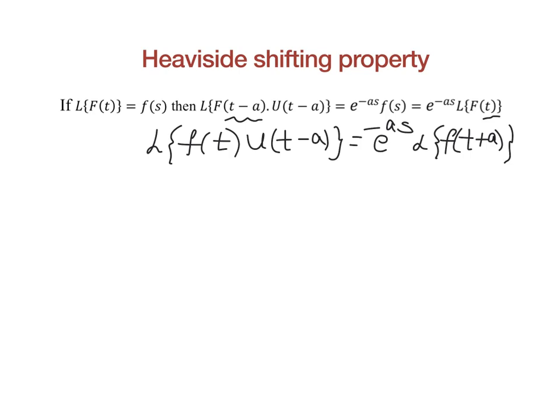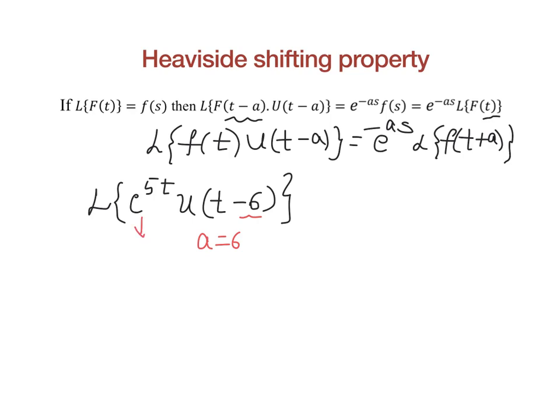For example, suppose you want to find Laplace transform of e power 5t into unit step function u of t minus 6. So here we take the a value from unit step function, a is 6 and this is f of t. So according to the property, you can write this as e power minus as, nothing but e power minus 6s, Laplace transform of f of t plus 6.